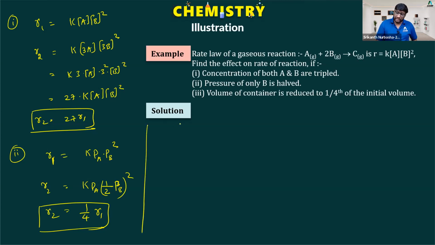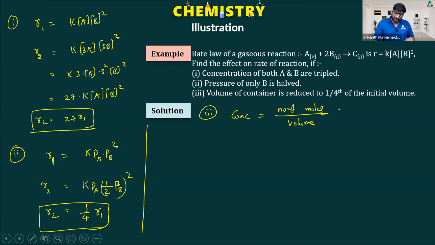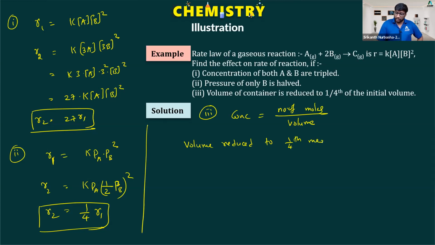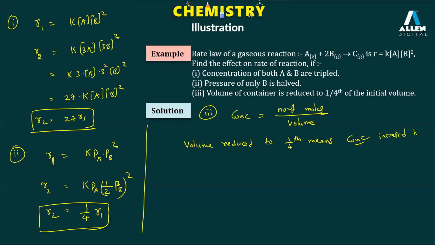Third case, the volume of the container is reduced to 1/4 of the initial volume. Concentration is equal to number of moles by volume. Since the volume of the container is reduced to 1/4 of the initial volume, the number of moles does not change. So volume reduced to 1/4 means concentration increased to 4 times, right? Yes, sir. Without changing the number of moles, volume reduced to 1/4 means concentration increased by 4 times.